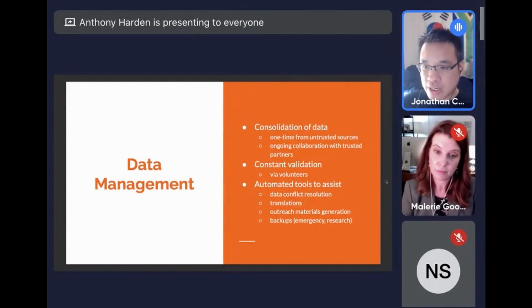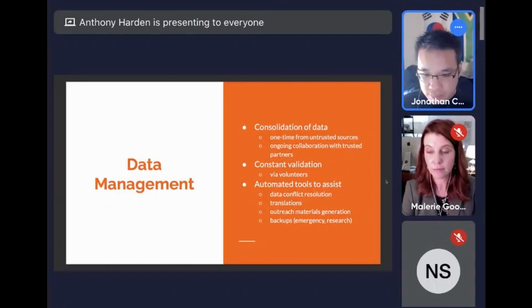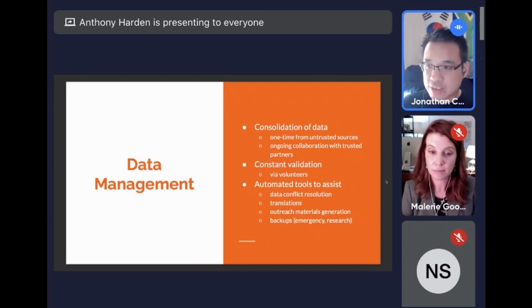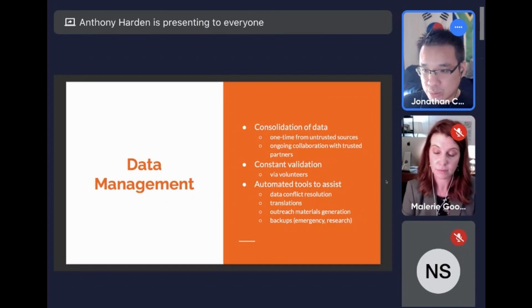We're able to provide a comprehensive, full view of all the food resources for residents. And so that's an ongoing collaboration. Of course, we need to make sure that the data that we're getting from untrusted sources is up to date and is constantly validated. And for that, we rely on volunteers. We rely on personnel to help with that.